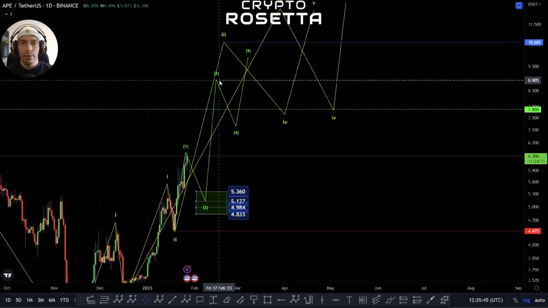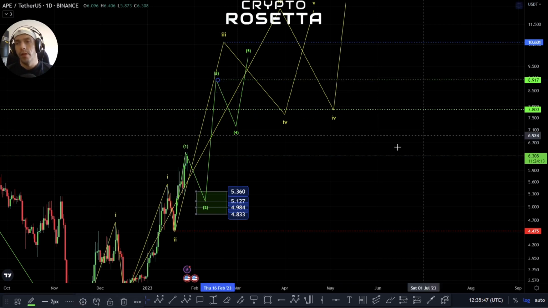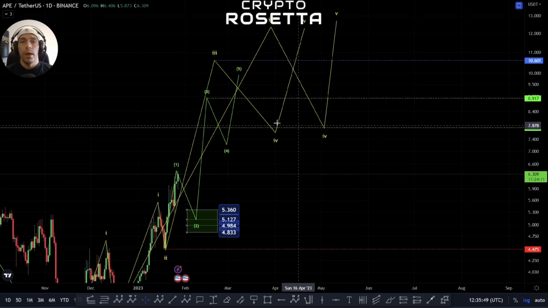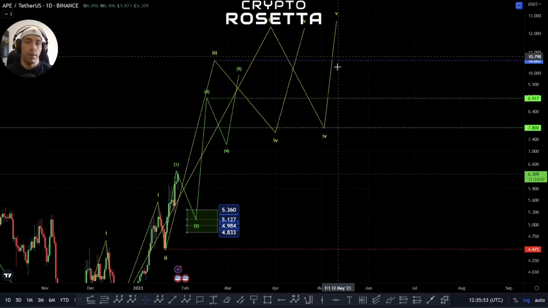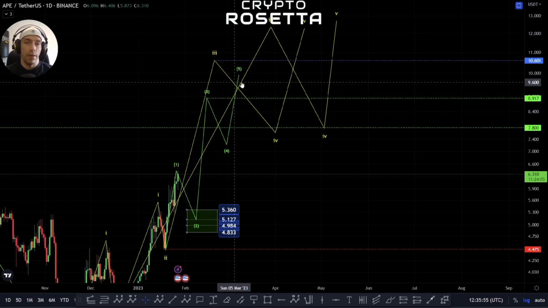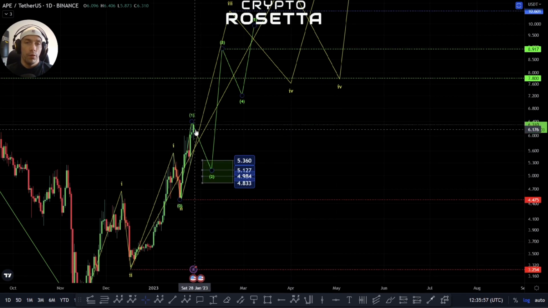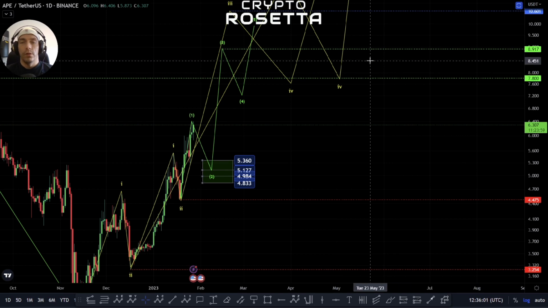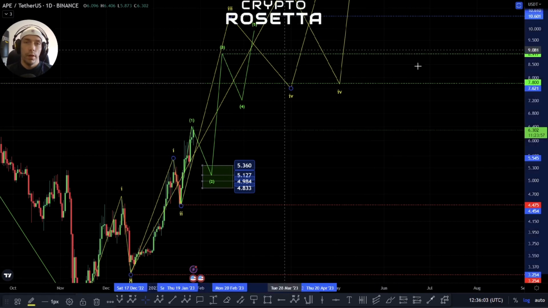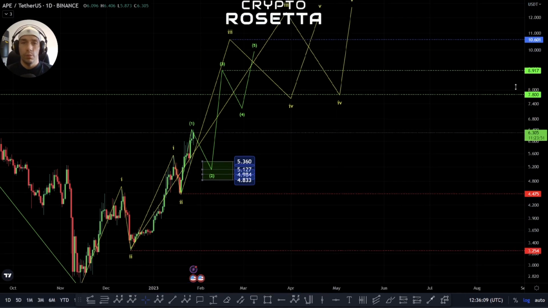This would only get validated by moving up above this 8917. If we fail to reach that, effectively it would mean that these other targets wouldn't get met either. So this green wave, the typical third wave area, is this 8917. This yellow wave over here, the typical third wave area is this 1060. So we'd actually have to push up much higher for this to become validated.